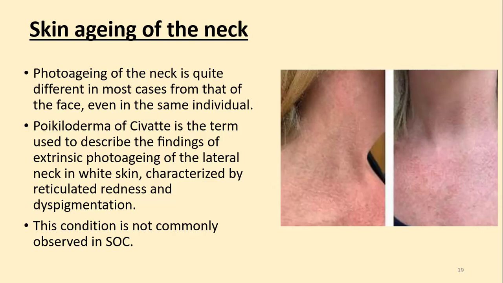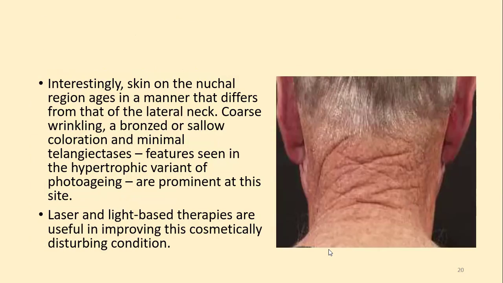The skin signs or the aging signs of the neck. Photoaging of the neck is quite different in most cases from that of the face, even in the same individual. Poikiloderma of Civatte is the term used to describe the findings of extrinsic photoaging of the lateral neck in white skin, characterized by reticulate redness and dyspigmentation. This condition is, however, not seen in skin of color. So reticulate telangiectasias or redness with dyspigmentation is one of the signs of an aging neck in white skin.